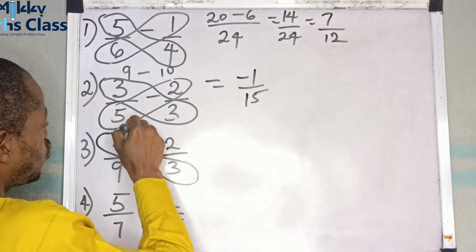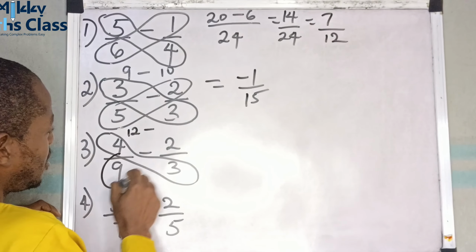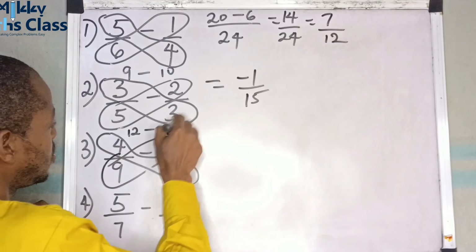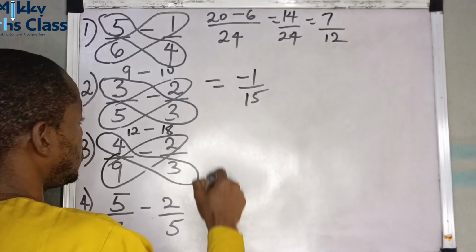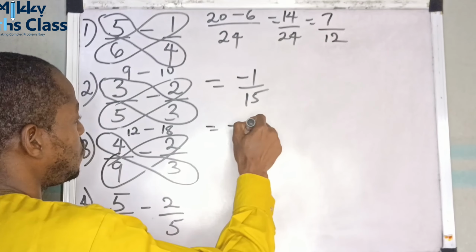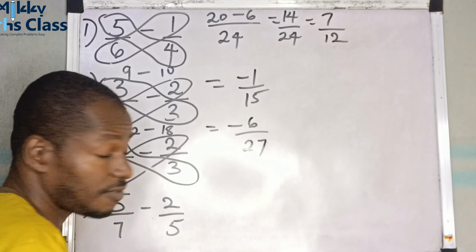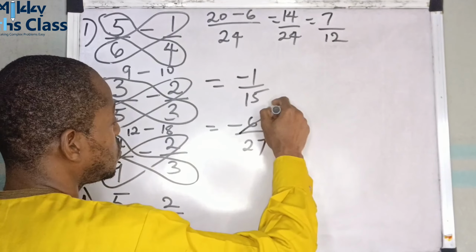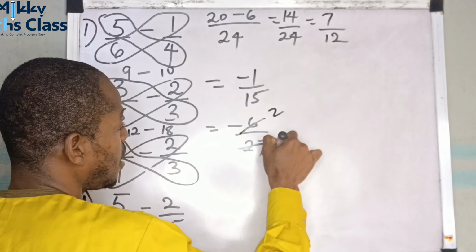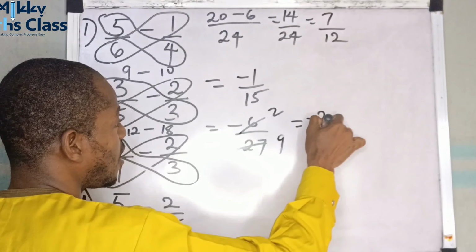4 times 3, you have 12 minus 9 times 2, that's 18. So 12 minus 18, that's negative 6. Negative 6 over 9 times 3, that's 27. We can reduce it. What can divide? 3 can go. 3 here, 2, 3 here, 9. So this is negative 2 over 9.